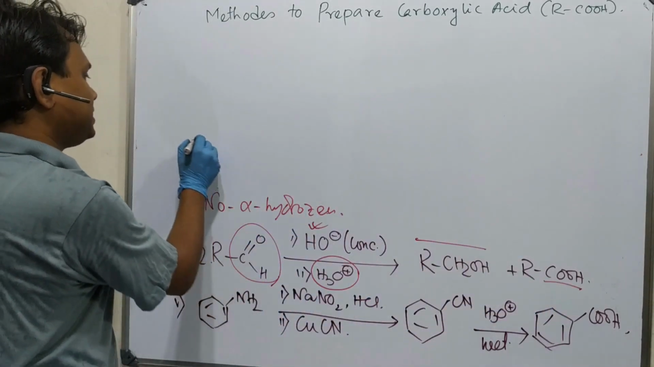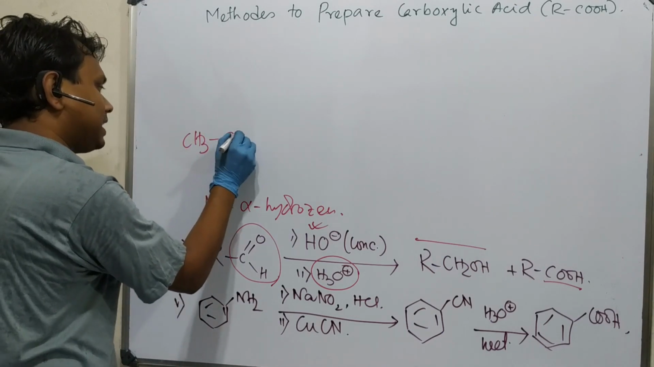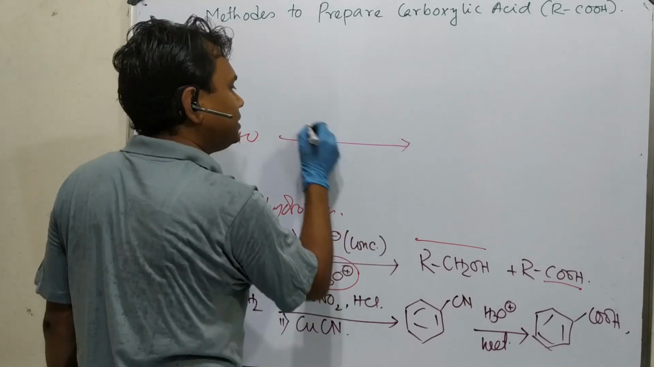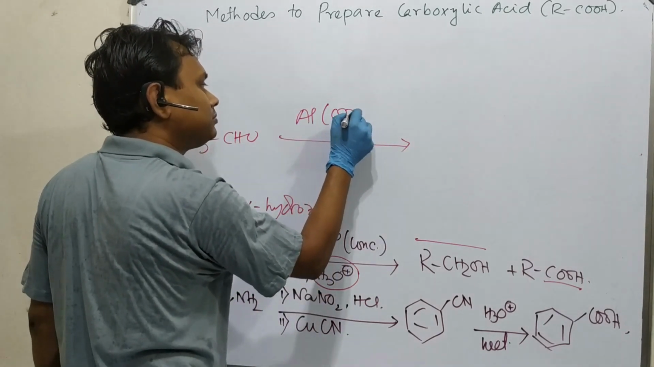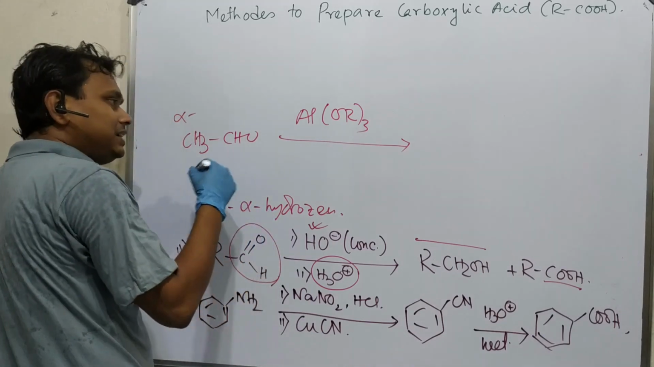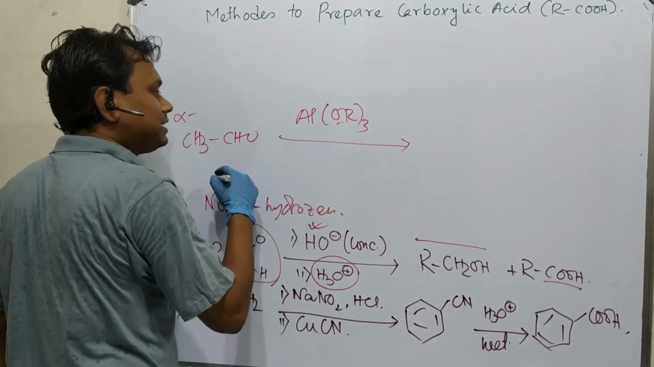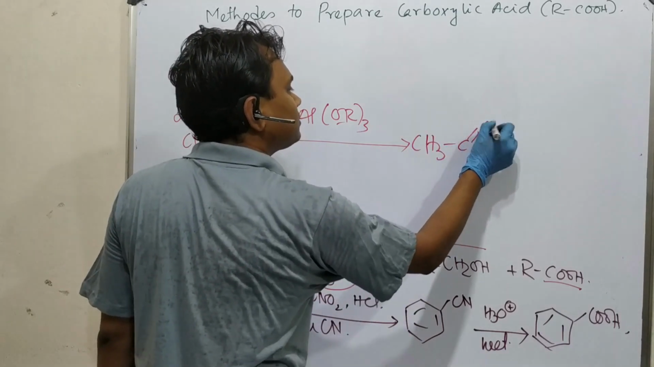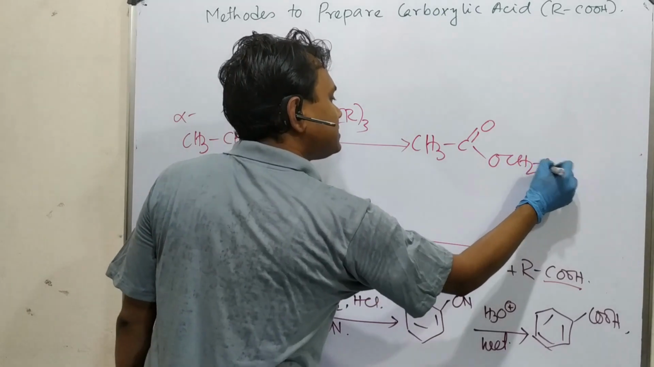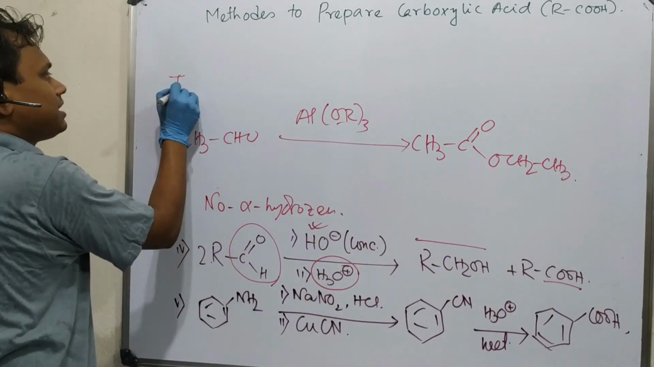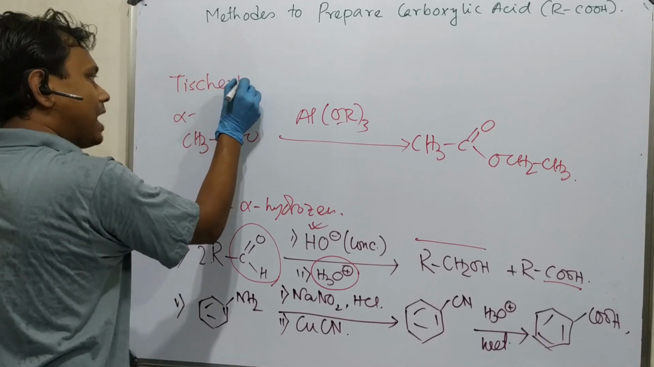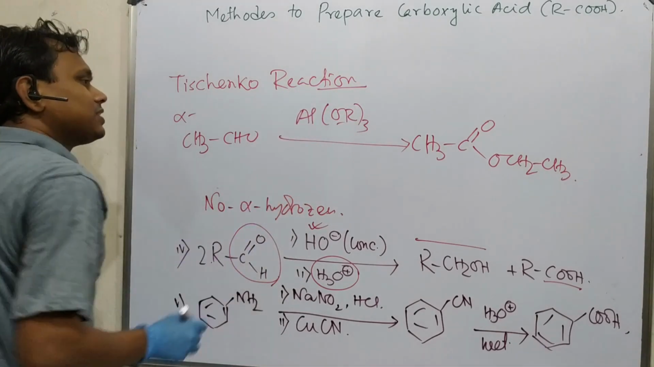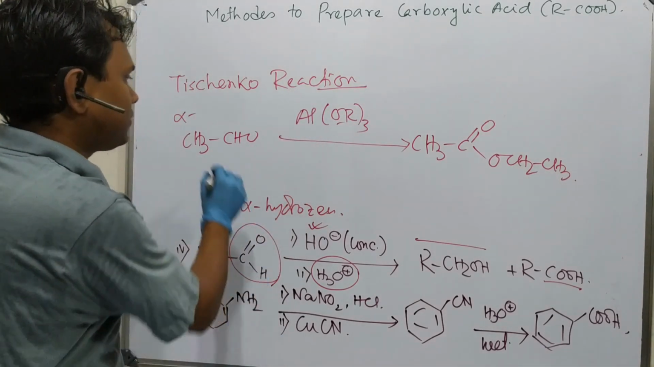Another similar reaction: for example, if you take acetaldehyde, which is an alpha hydrogen containing aldehyde, it could be converted using aluminium isopropoxide, an aluminium alkoxide, into an ester like ethyl acetate, CH3COOCH2CH3. This reaction is named the Tishchenko reaction. I have already uploaded a dedicated video explaining the Tishchenko reaction mechanism. Please go through that for understanding.